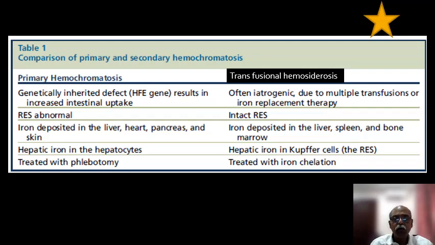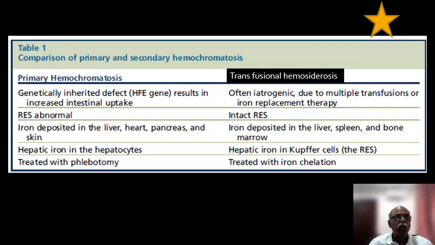Now, how do you differentiate between primary hemochromatosis and transfusional hemochromatosis? What is the basic difference? This is a very important slide for all of you to remember. Primary hemochromatosis is a genetically inherited defect, which results in increased intestinal uptake. I told you hepcidin is the liver protein, which if it has abnormality, automatically there is excessive iron absorption. That is the cause. Transfusional hemochromatosis is often iatrogenic due to multiple transfusions or iron replacement therapy. Now, in primary hemochromatosis, the reticuloendothelial system is abnormal, whereas in transfusional hemochromatosis, the RES is intact.